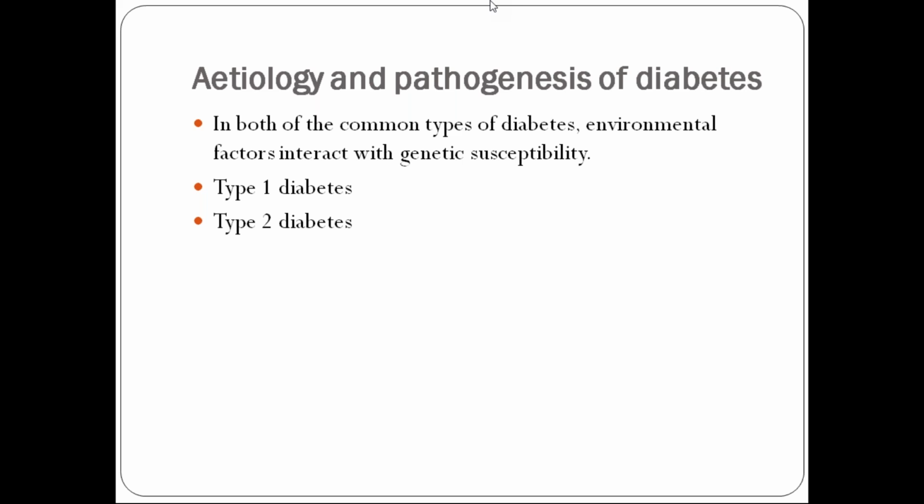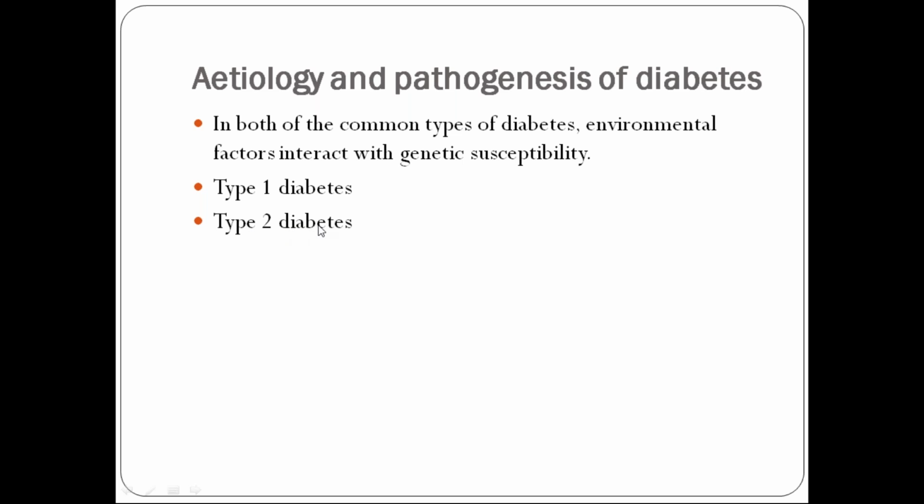Coming to type 1 diabetes, previously it was termed insulin dependent diabetes mellitus, because in these type 1 patients there will be formation of antibodies against the insulin secreting beta cells of the pancreas. So there will be no insulin production, leading to increased glucose, and you have to supplement insulin from outside.